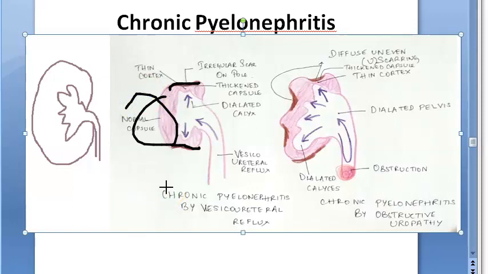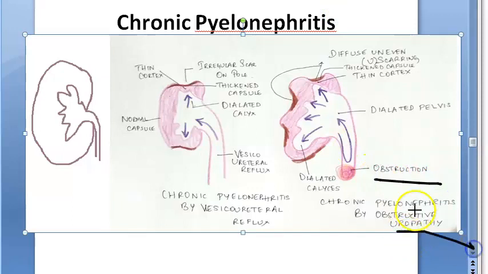This is vesicoureteral reflux. So the urine is backflowing, retrograde flow of the urine. This can happen because of many reasons. We'll come to that. Now let us move on to obstructive uropathy, which leads to chronic pyelonephritis. So there is a kidney stone here or some kind of a tumor which is obstructing the flow of urine.